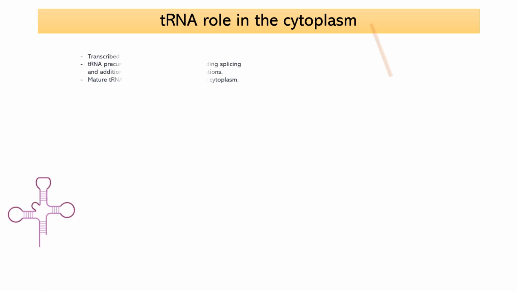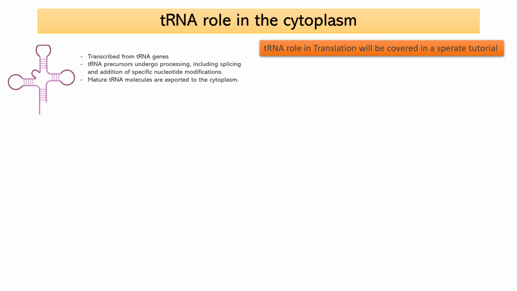Okay. So the structure of the tRNA is a bit more complex than the mRNA, as we can see here. Once it's transcribed in the nucleus, it will produce a precursor tRNA, which will undergo specific processing like splicing and also some modification to its nucleotides to produce a mature tRNA. The mature tRNA will move out of the nucleus into the cytoplasm.